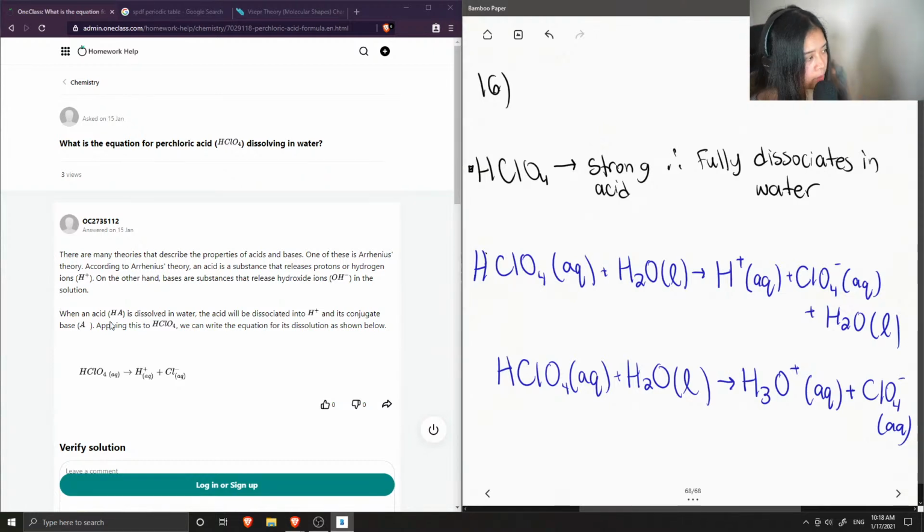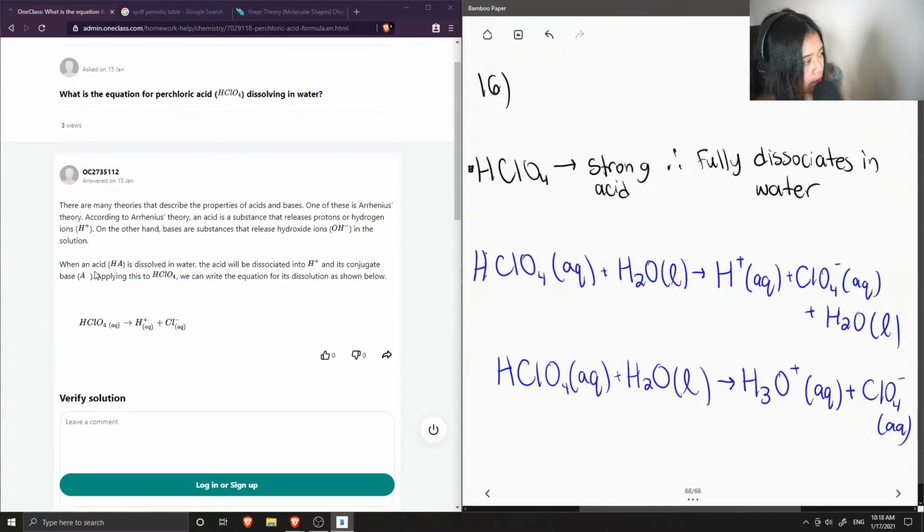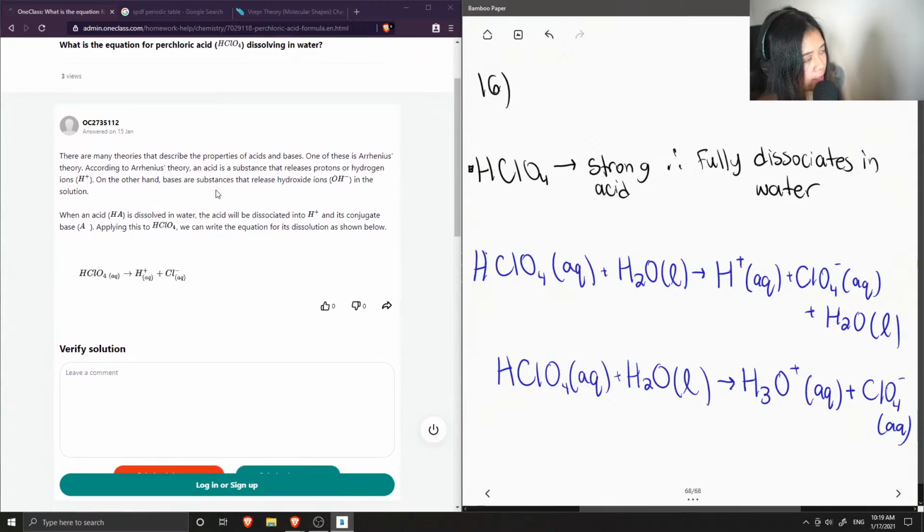Okay, so the junior tutor said that there are many theories that describe the properties of acids and bases. One of these is Arrhenius Theory. According to this theory, an acid is a substance that releases a proton or hydrogen ions. On the other hand, bases are substances that release hydroxide ions in the solution. When an acid is dissolved in water, the acid will be dissociated into H+ and its conjugate base. Applying this to the perchloric acid, we can write the equation for its dissolution as shown below.